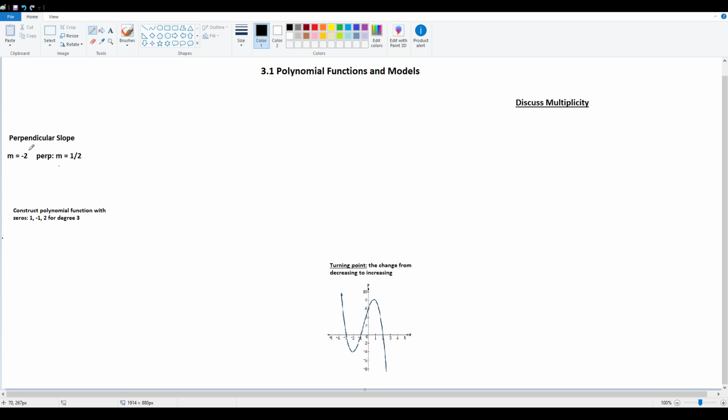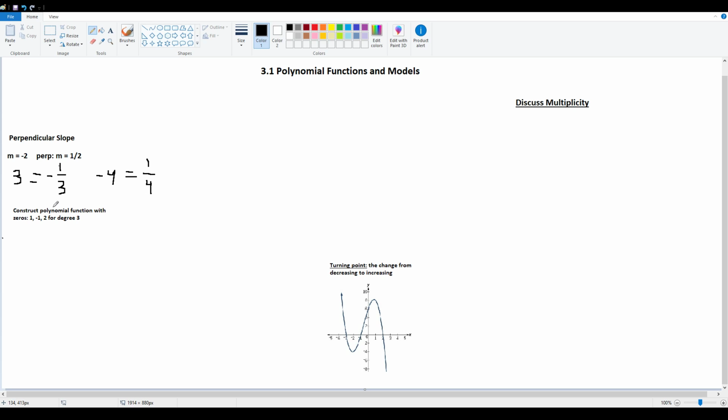So to start, we have perpendicular slopes. If you have a slope of -2, that means the perpendicular slope will be 1/2, and that is because the perpendicular slope is the negative reciprocal of the original slope. So say we have a slope of 3. That means our perpendicular slope will be -1/3 because that is a negative reciprocal. Say we have -4, the perpendicular slope will be 1/4.